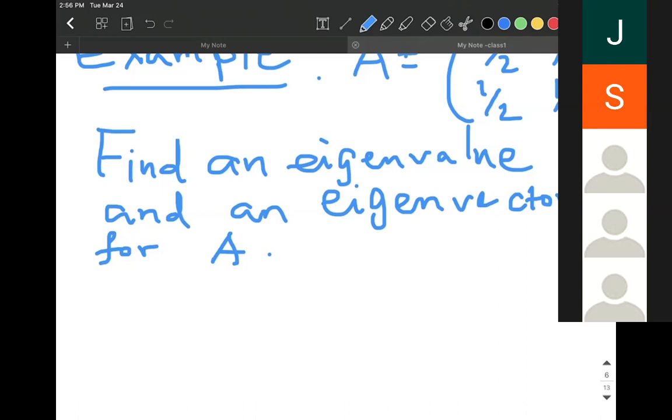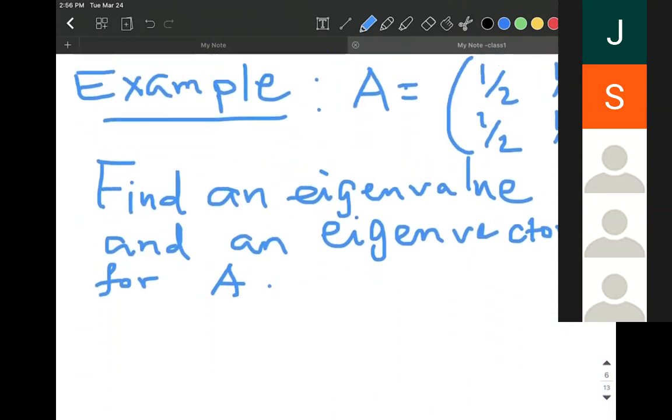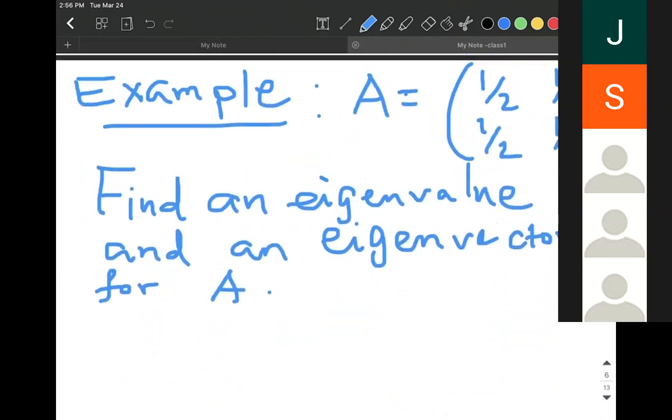Okay, so what about this particular problem? Can you think of a way to solve this without going into the actual equation? You see that the rows and the columns are somewhat special for this matrix, right? So they add up to 1. So the rows add up to 1, the columns add up to 1.